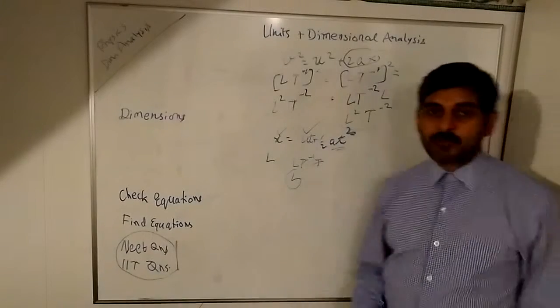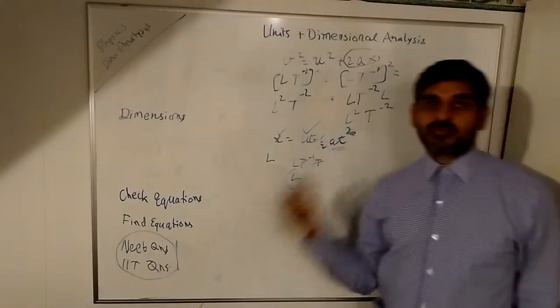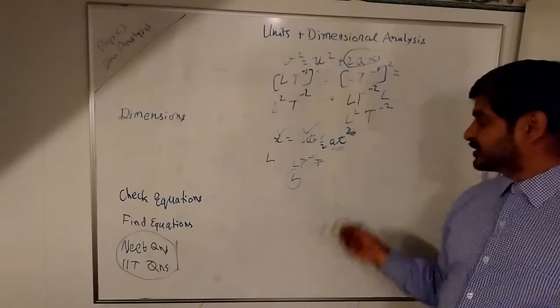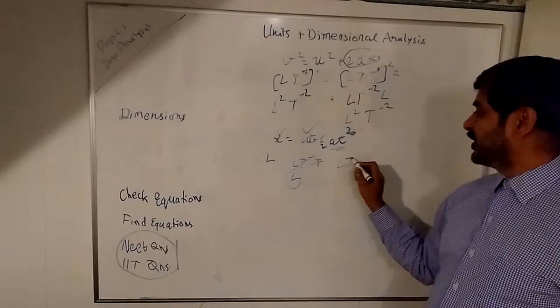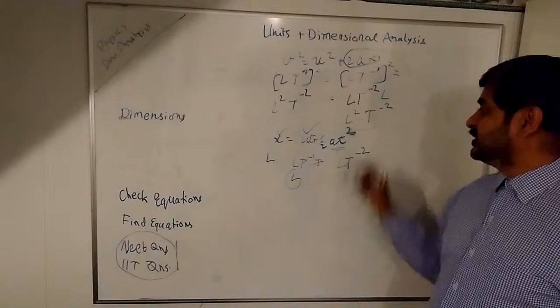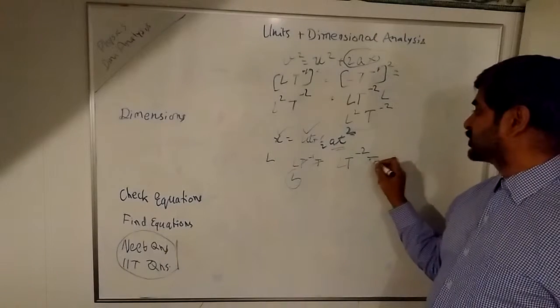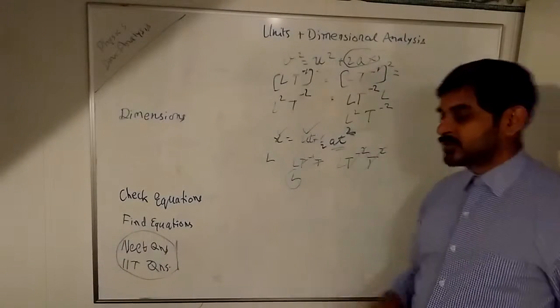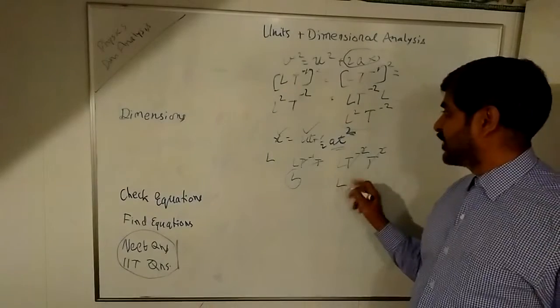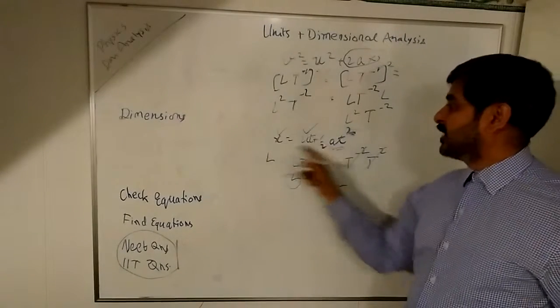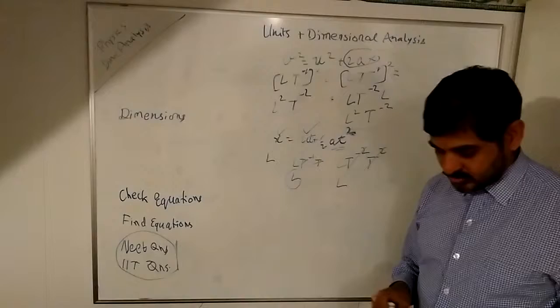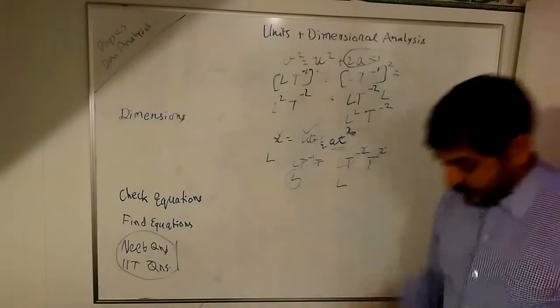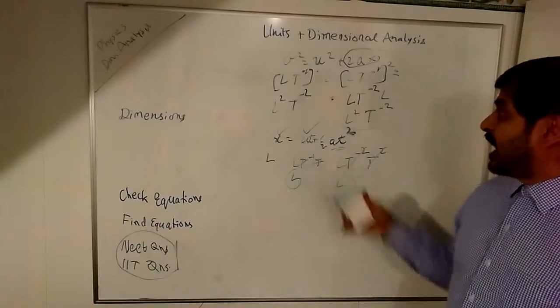Let's try this part. Half is a constant, so it has no dimensional formula. A is the acceleration, which has the dimensional formula of Lt to the power -2, and t square has the dimension of t square. T square and t to the power -2 cancel, leaving the dimensional formula of L. So this formula is dimensionally correct, although the dimensional formula does not predict the correctness of constants like the half here.